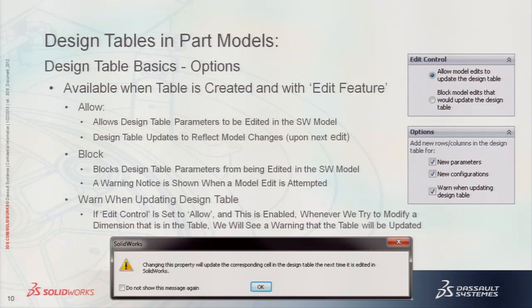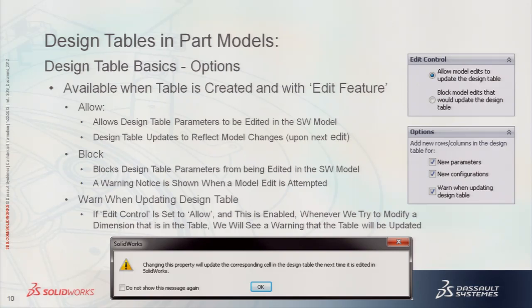So on this slide, I'm going to talk about the edit control and this checkbox down here. On the next slide, we're going to talk about those 2 checkboxes right there. I just personally don't like the way that's organized. All right, edit control. Allow model edits to update the design table. If that is active, you can change a dimension that's in the design table. You can change it within SolidWorks. All right, if you change that to block model edits that update the design table, then in SolidWorks, if you double click on a dimension that's in a design table, it will not let you change it there. You will have to go to the design table.